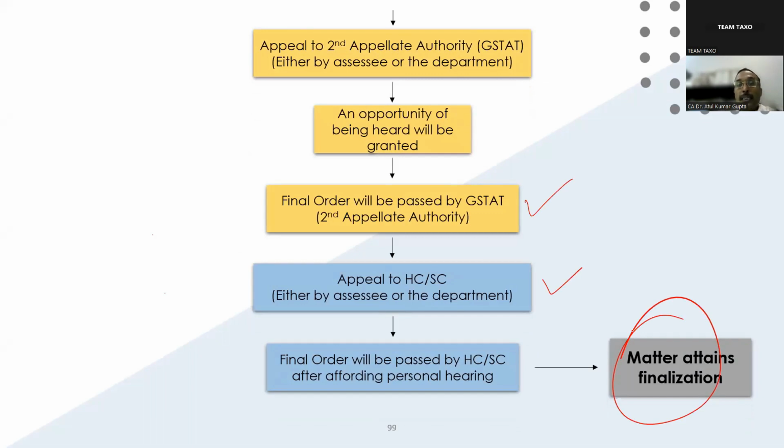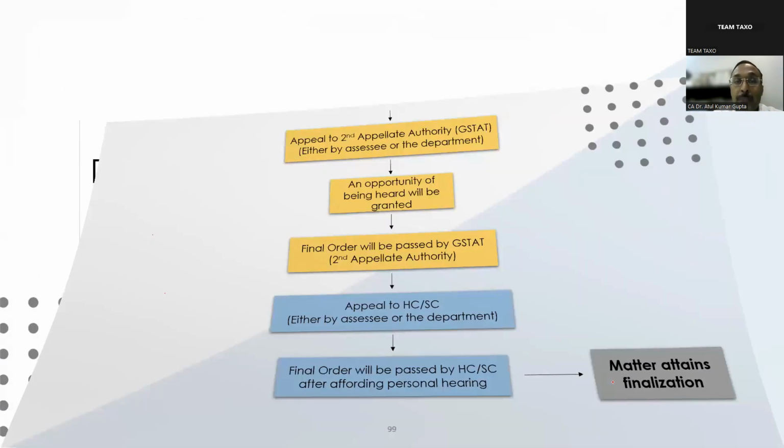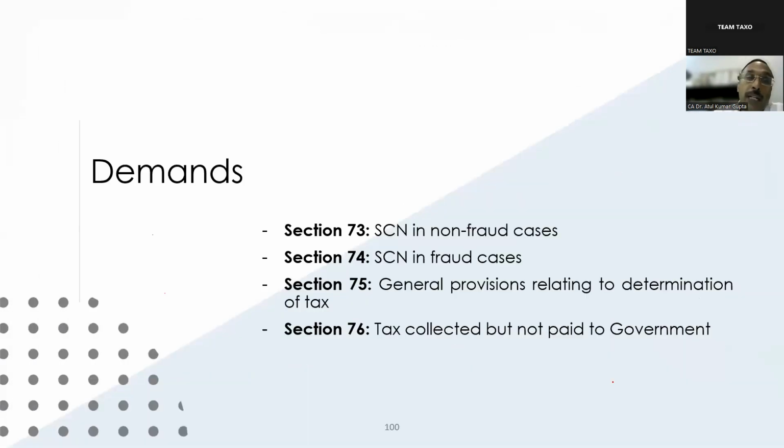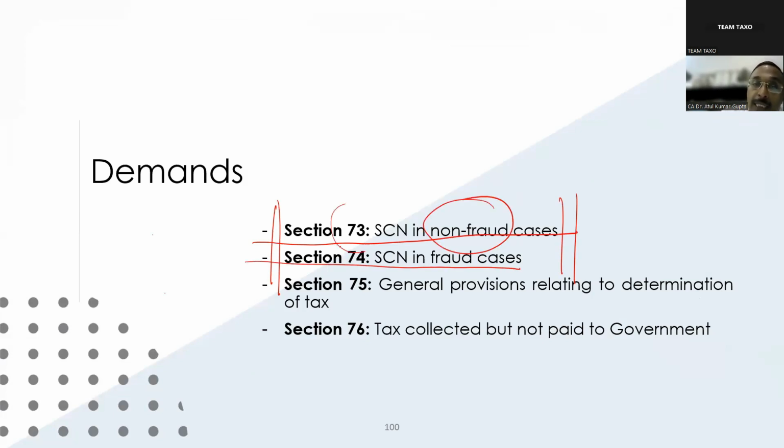So, my dear friend, this is something that was there as far as the process of the litigation is concerned, once the show cause notice is being issued. Now, my dear friend, let us understand what this show cause notice is all about. Just to share with you, these two important sections are given. SCN in non-fraud cases will be dealt with by section 73. And when there is an allegation of fraud, then it is section 74 which we are dealing with.